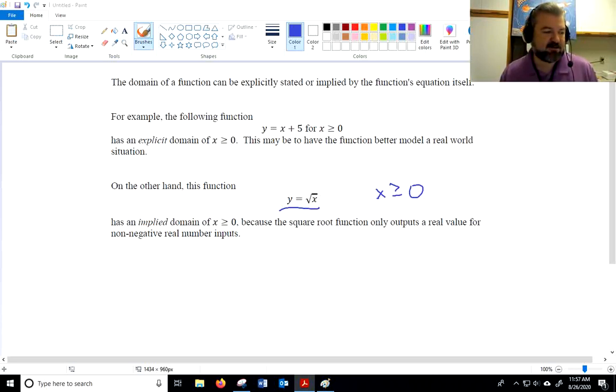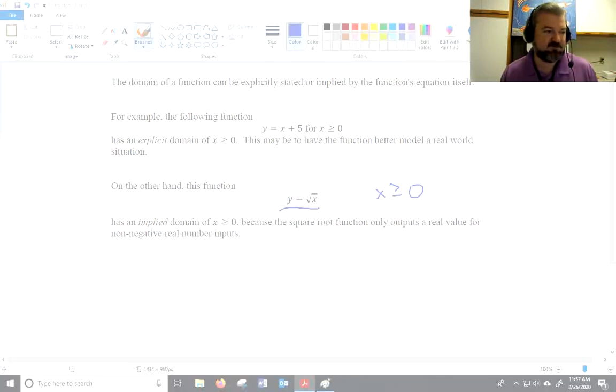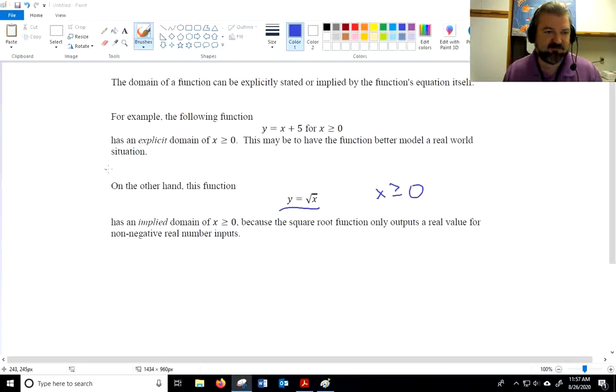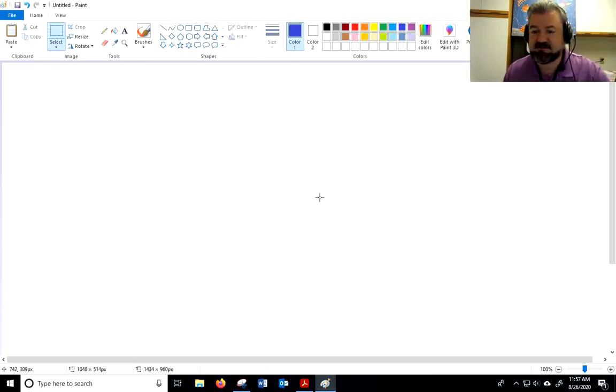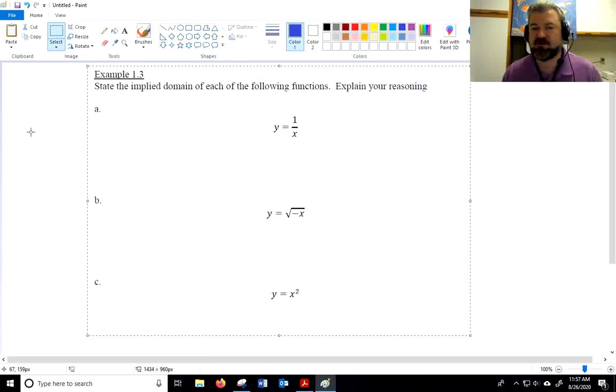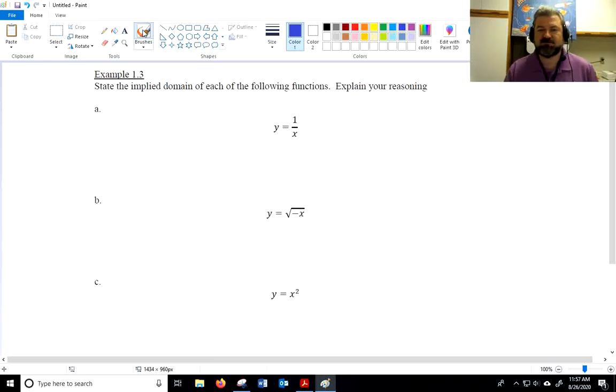So that can be something that's very challenging for a lot of students when they are asked to find the implied domain, because you have to think about the real numbers that cause problems. So let's take a look at it. State the implied domain of each of the following functions. Explain your reasoning.